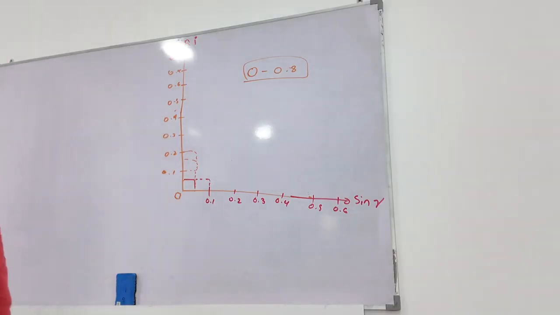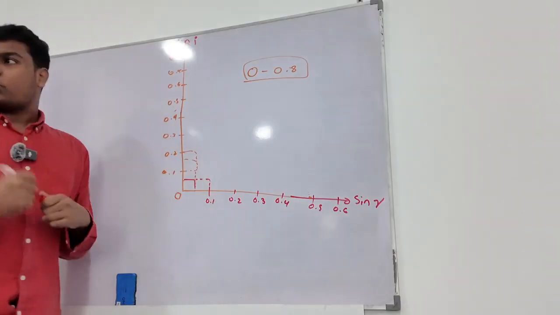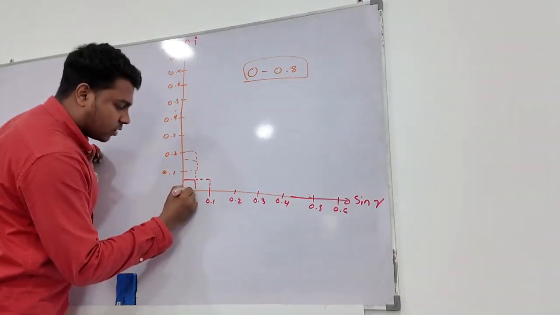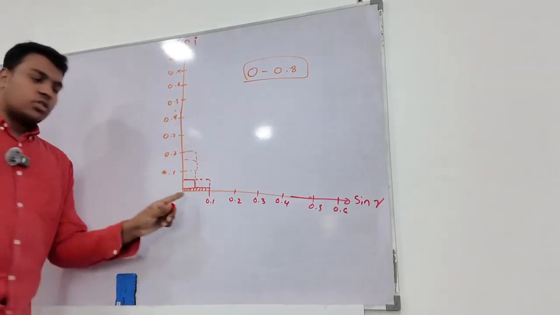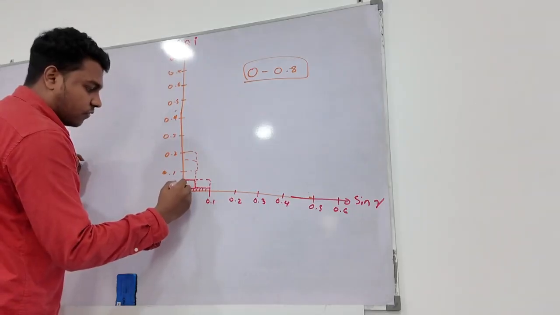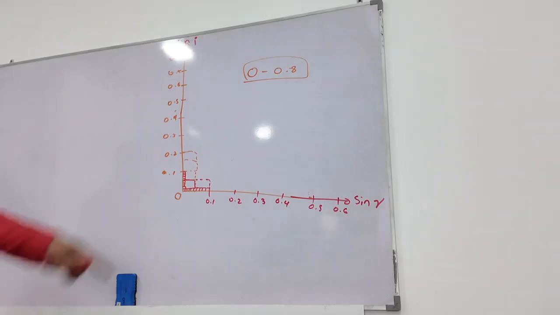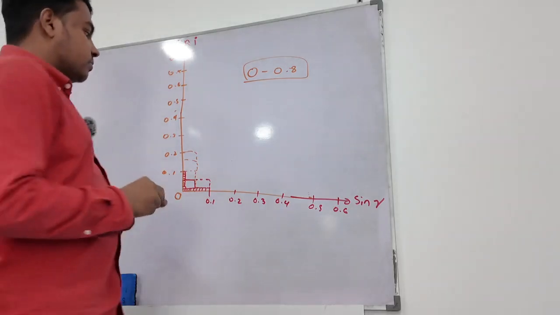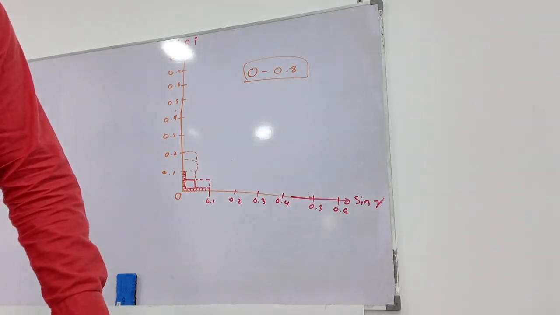Now remember, each division has 10 small squares. 1, 2, 3, 4, 5, 6, 7, 8, 9, 10. 10 small squares each division. 10 small squares up, 10 small squares to the right. Okay, so now let's continue with plotting.